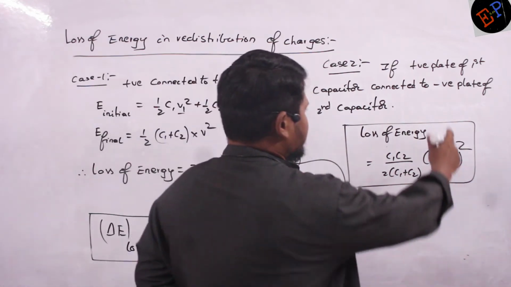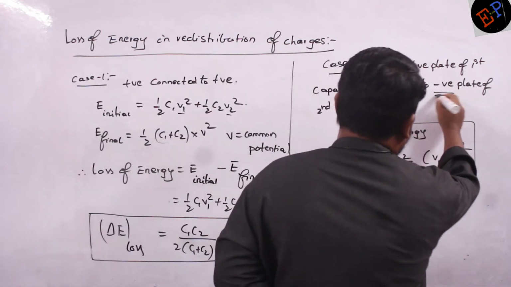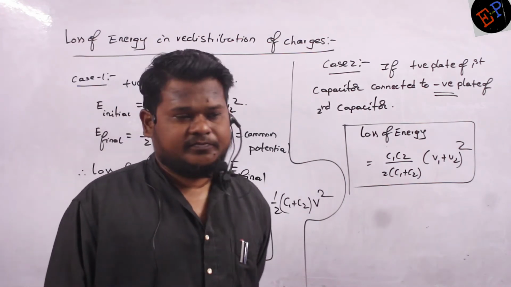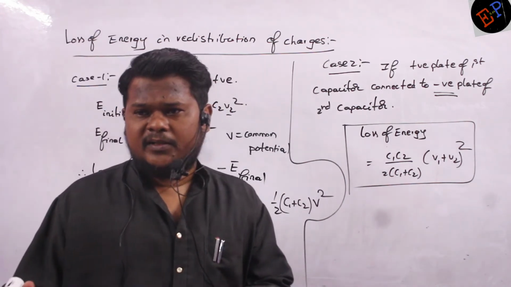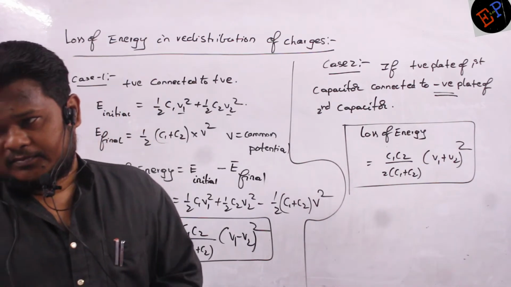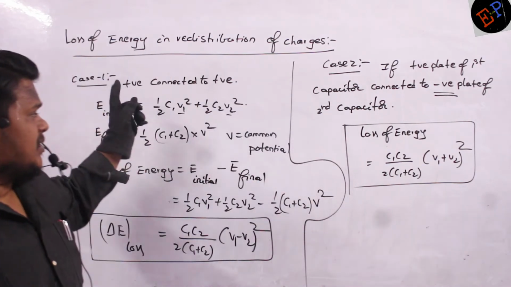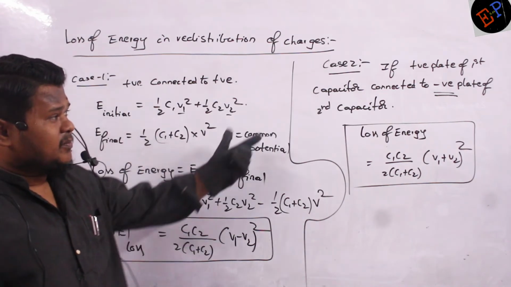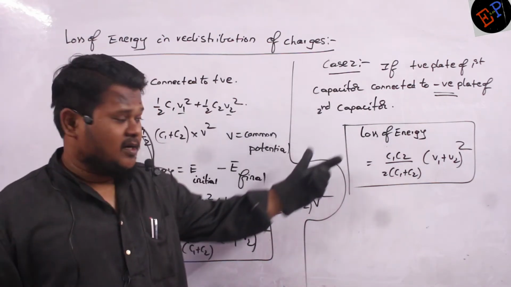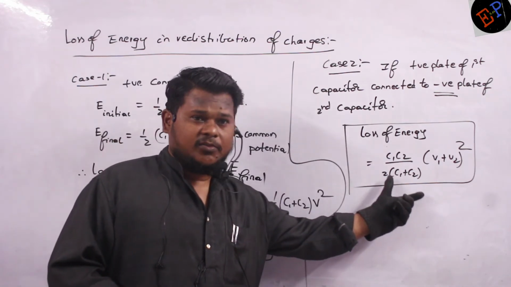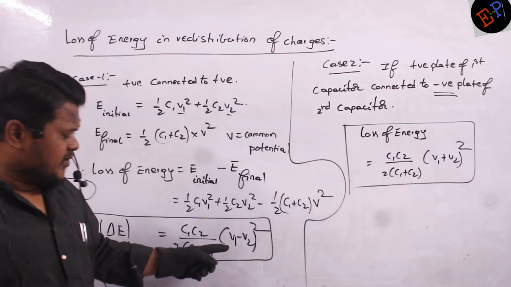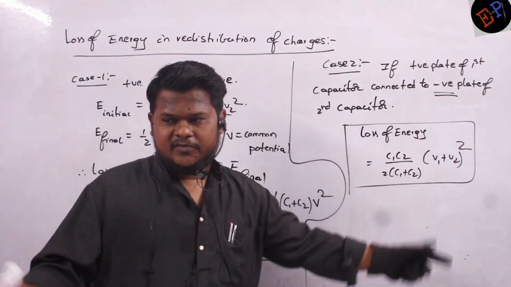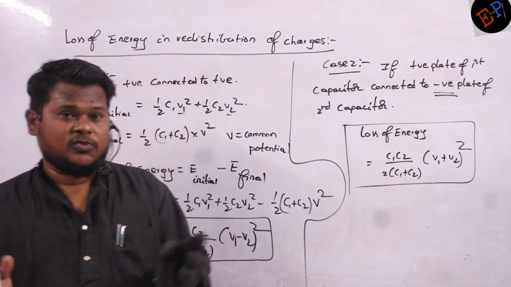Similarly, if the positive plate of the first capacitor is connected to the negative plate, then the loss of energy will be very large. What is the reason? When positive plate is connected to positive plate, this is the loss of energy. But when positive plate is connected to negative plate, loss of energy is larger. Are you able to understand here? So here I got V1 minus V2, but here I got V1 plus V2. So it means definitely loss of energy is more. What can be the reason?